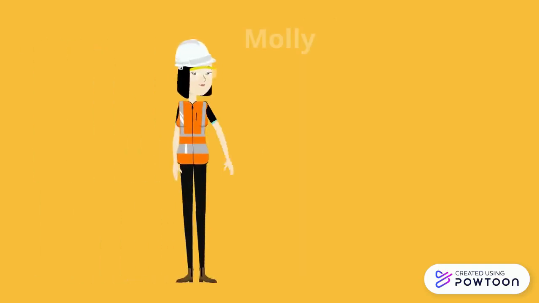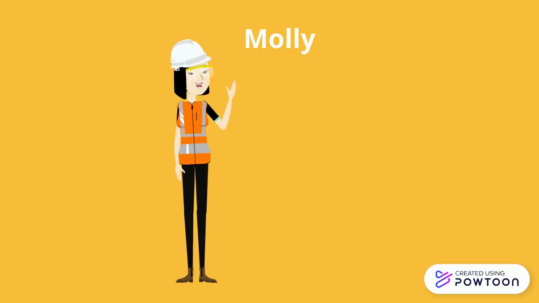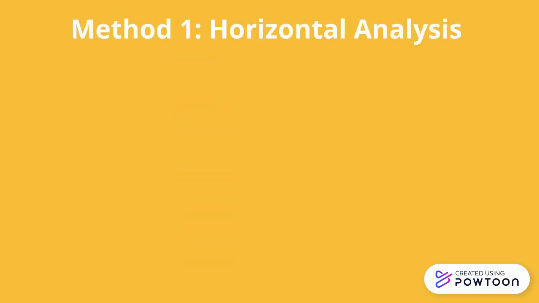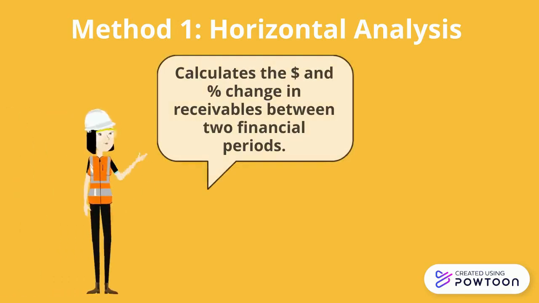For the following examples, I will introduce Molly, who owns her own construction company. The horizontal analysis calculates both the dollar and percentage change in an account balance, defined as the current year balance less the prior year balance.